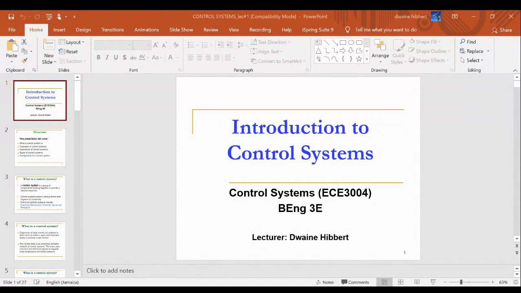It's a little bit different from the previous Blackboard. I'm going to go right to the file and share it from there. In this presentation, I'll be covering what a control system is. I'll be looking at some examples of control systems. We'll look at the importance of control systems, types of control systems, and the components of a control system.